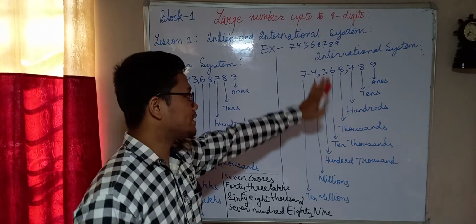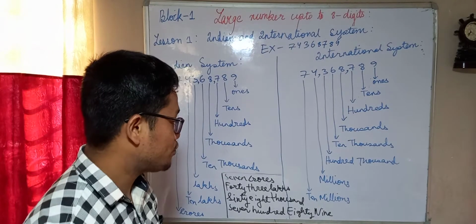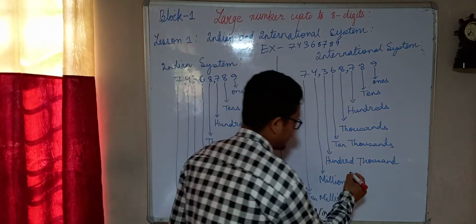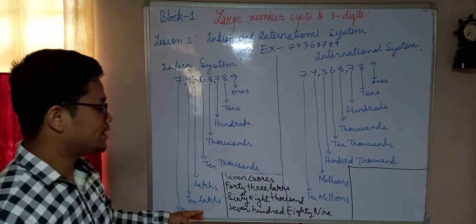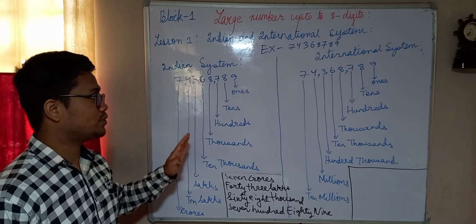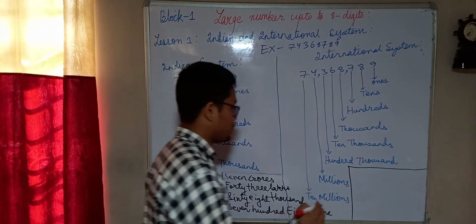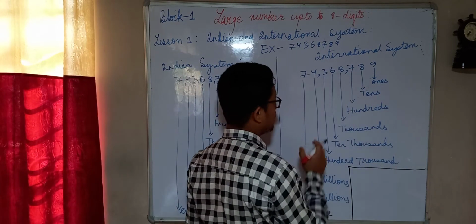So let me now discuss the international system. For the international system also, let me write very quickly how we will be naming this number. After I name this, I'll give you some time to copy this. Okay, now how will we call this?